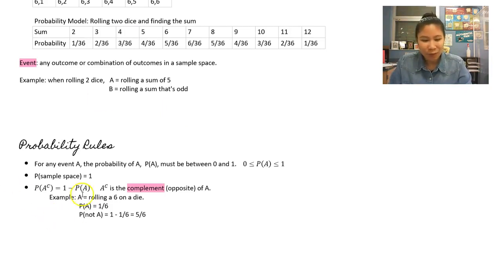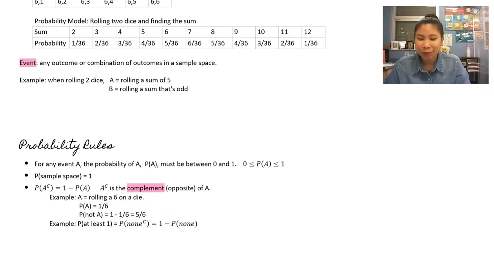Let's say, for example, that A was the event rolling a 6 on a die. Then the probability of rolling a 6 on a die is just 1 out of 6 because you have 6 total outcomes. One of them is a 6. But then not rolling a 6, for not A, would be rolling the numbers 1, 2, 3, 4, or 5. So 5 out of 6 chances to do that. Or if you want to use the formula, 1 minus 1/6 would give you 5/6.